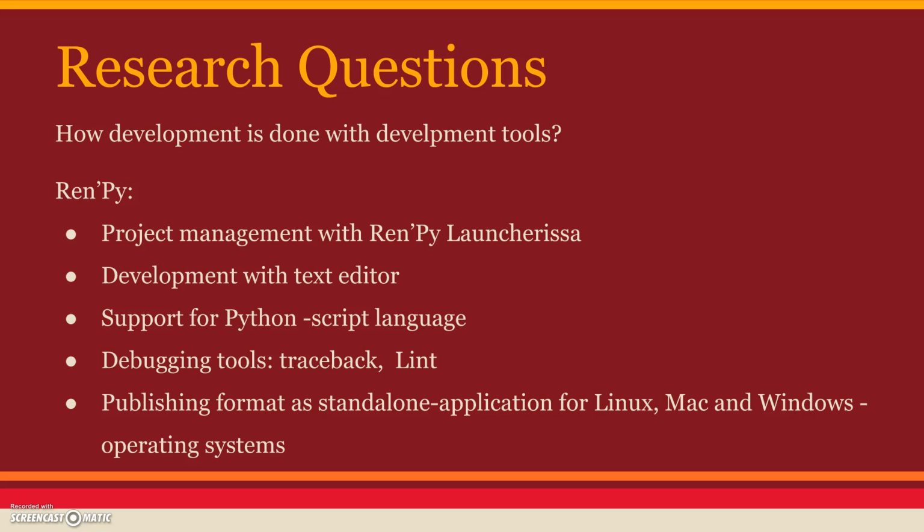And there are debugging tools for Traceback and Lint. Traceback is a programming term, but it is the path where the error occurred. And Lint is a kind of spelling checker for the scripting language. The publishing format is a standalone application. It can be published for Linux, Mac, and Windows operating systems, and it can also be developed with those systems.